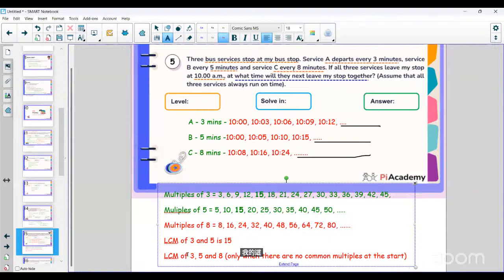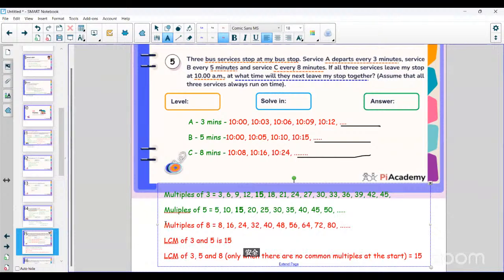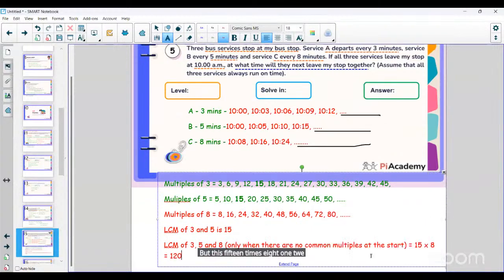What does this mean? We already listed out, but we realized that there is just no common multiple. You need to keep on extending, but that's going to take a lot of time. So what you do, just take the LCM of 3 and 5, that is 15, and multiply it by the next number which you need to figure out, that is 8. What is 15 times 8? 120. That means the LCM of 3, 5, and 8 is 120 minutes.